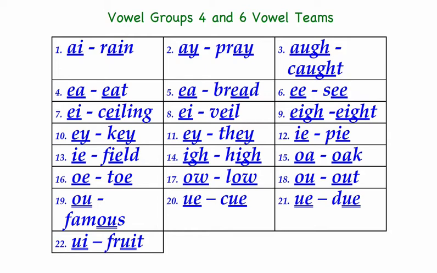UE can represent one of two sounds. In the word cue, it represents the first long sound of U. We underline UE one time and put a 4 under it. In the word do, UE is representing the second long sound of U, oo. So there we double underline the team and put a 4 under it. Finally, UI always will represent the second long sound of U, which is oo. Double underline UI when you encounter it and put a 4 under it because it is a vowel group 4 team.